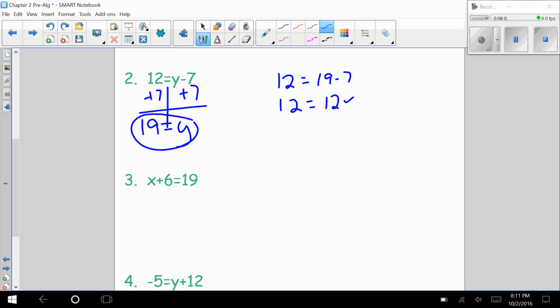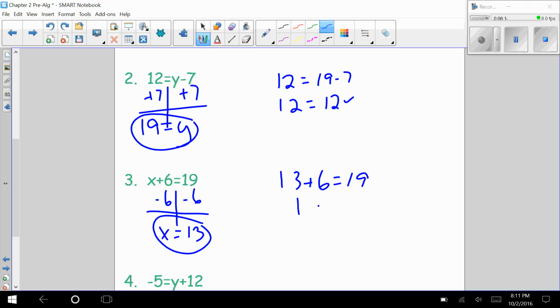Perfect. X plus 6 equals 19. I'm going to subtract 6. So x equals 13. To check, I take 13 plus 6. Does it equal 19? Oh, it sure does. 19 equals 19.